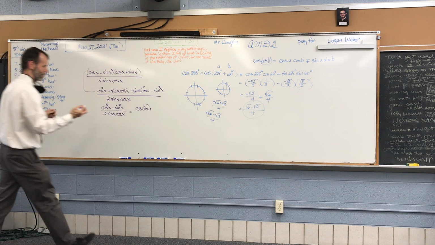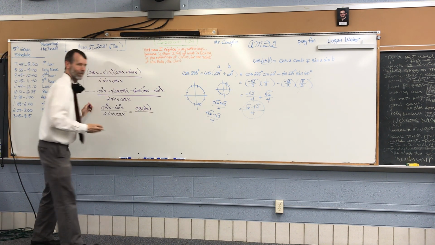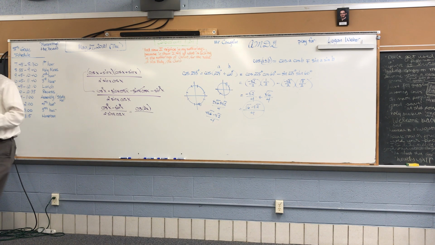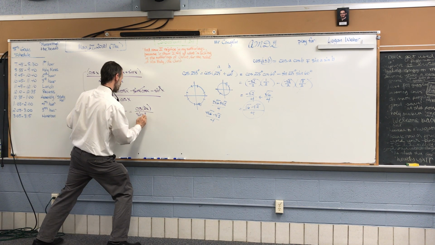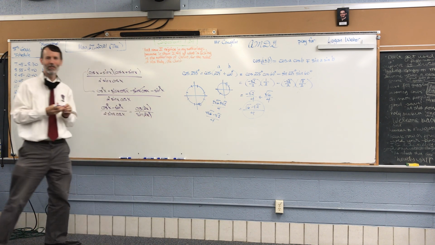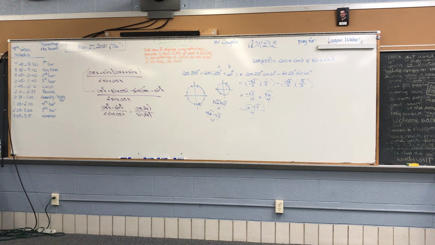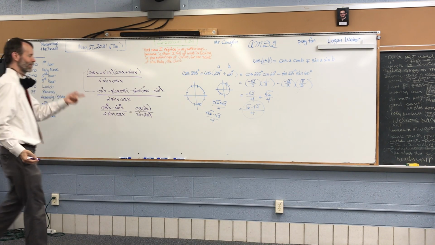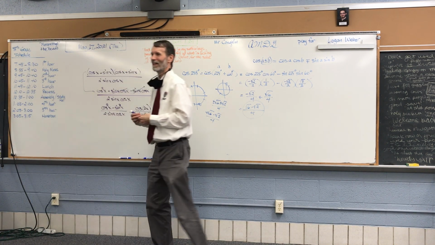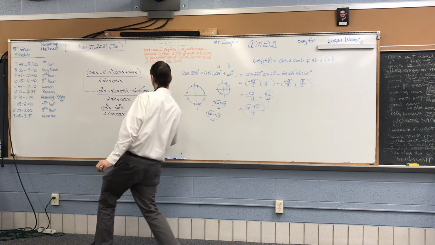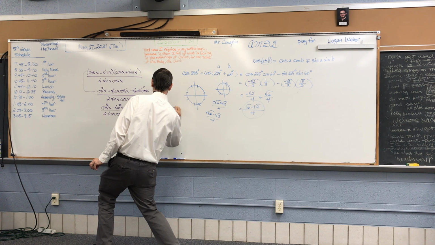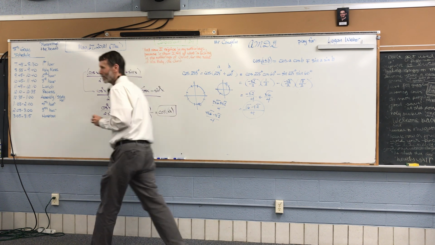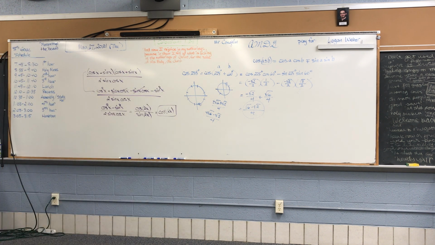Does everybody recognize the bottom? Sine of 2x. That's the double angle formula for sine. And there's one last thing you can do to reduce that. What's sine over cosine? Tangent. So what's cosine over sine? Cotangent. Cotangent of what in this case? Cotangent of 2x. Did you find that? Does that make sense?